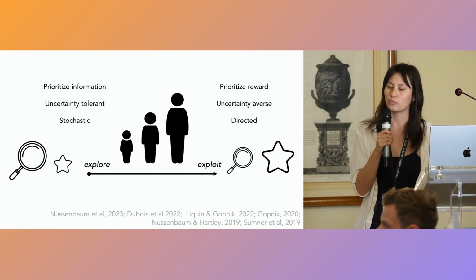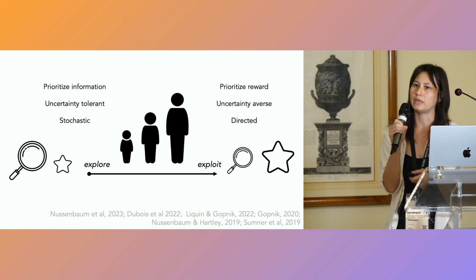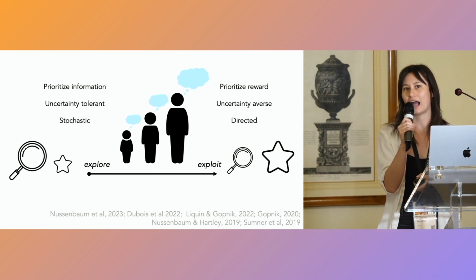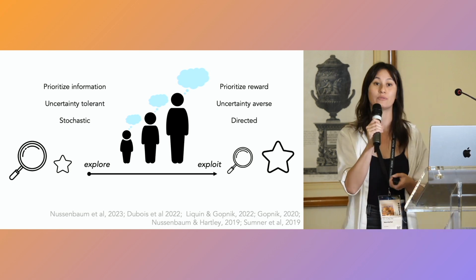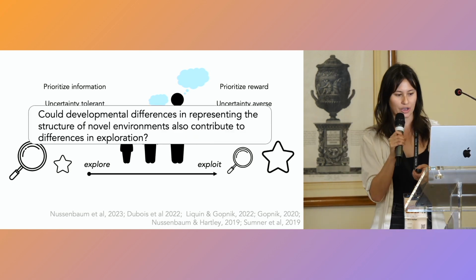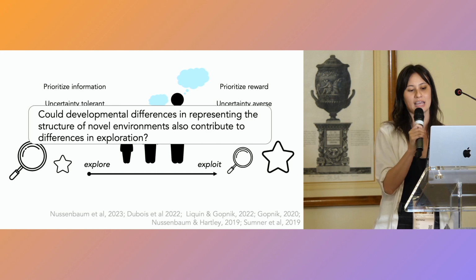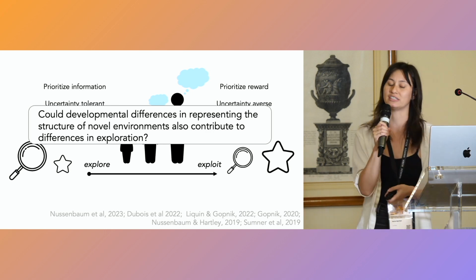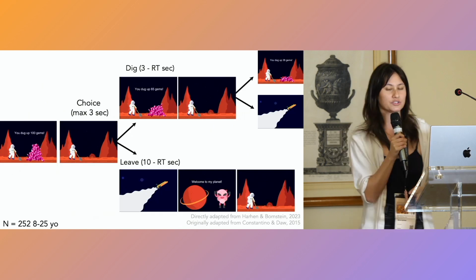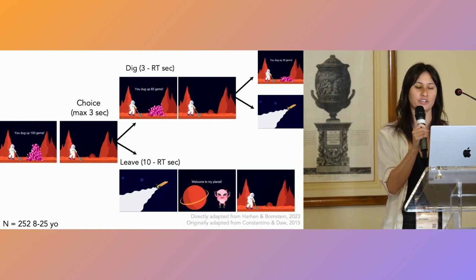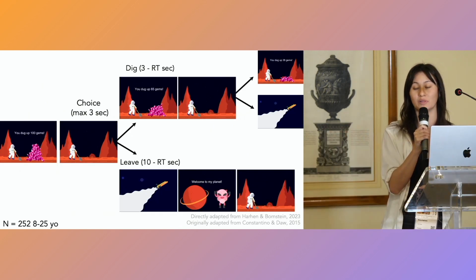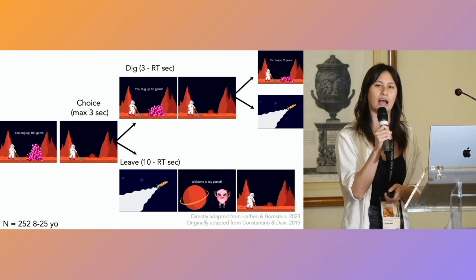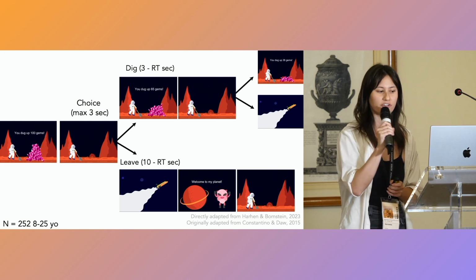And with this project, what we wanted to ask was, could there be another potential source of difference? A difference in how the environment's internally represented. So could developmental differences in representing the structure of environments also contribute to differences in exploration? So to get at this, we had 252 8 to 25-year-olds complete a patch foraging task that we've used in previous studies with adults to measure individual differences in structure inference.